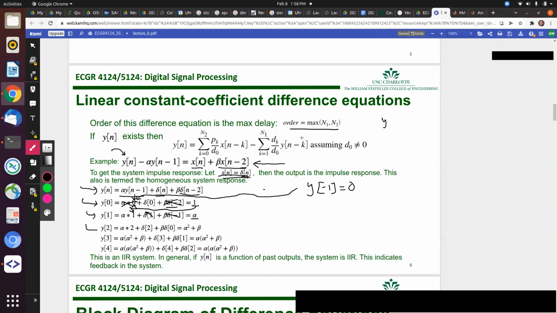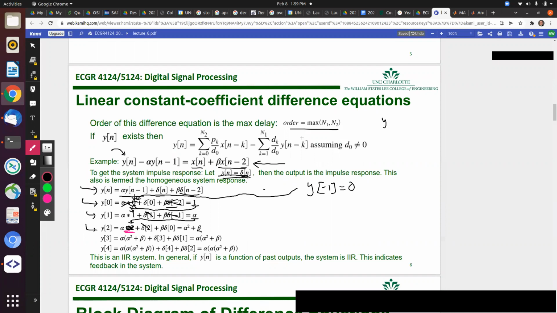You could continue the process, and it just becomes recursive. So this alpha goes here, and then this should be alpha times alpha, not alpha times 2. Delta of 2 is 0. Beta times delta of 0 is actually beta, so we get alpha squared plus beta. So there's actually a typo on the slide right here. It should be not 2, but alpha. I'm going to put a little mark for myself to correct the slide there.